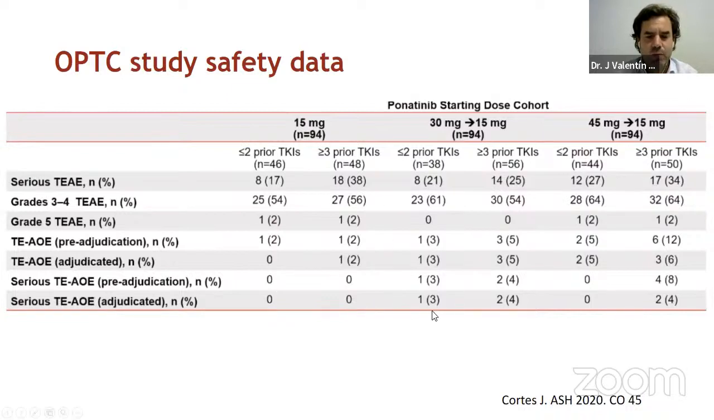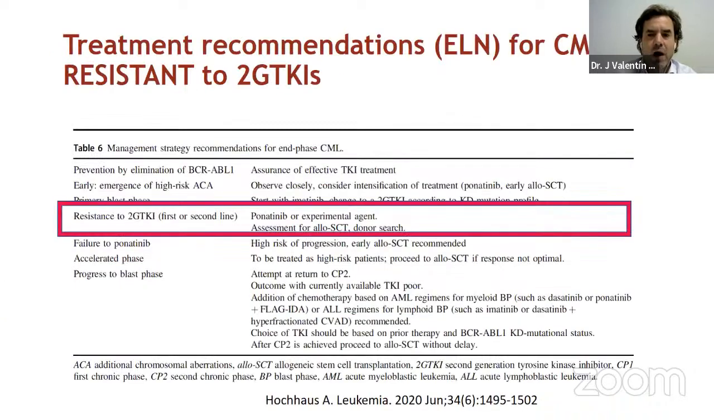And we have diminished this possibility from around 25% from the OPTIC study to less than 7% when using the dose of 45 milligrams and then diminishing to 15 milligrams. So it's important that we use this dose adjusted scheme when using ponatinib. And this is why until now the latest recommendation in the European Leukemia Net recommendation for resistant patients is the use of ponatinib.